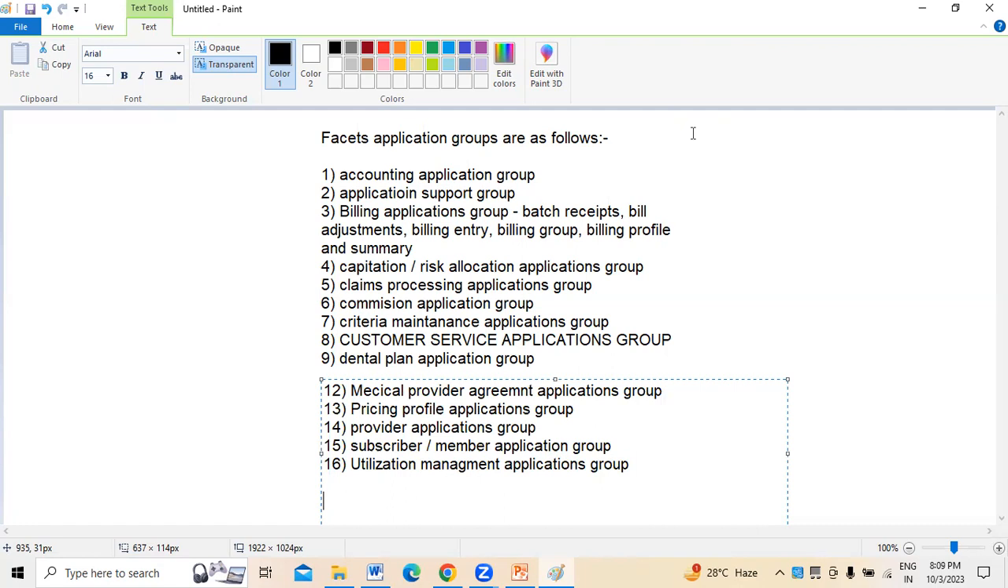East or west, right? Network area. At the same time, network group has to be mentioned here. And we need to provide details about the practitioner or provider nodes, or at the same time, provider related entities. All this information we have to mention under the provider applications group.